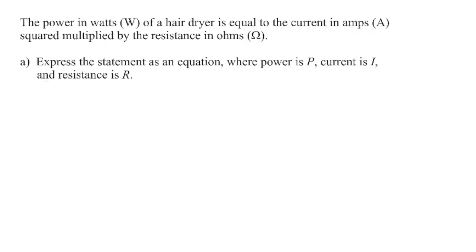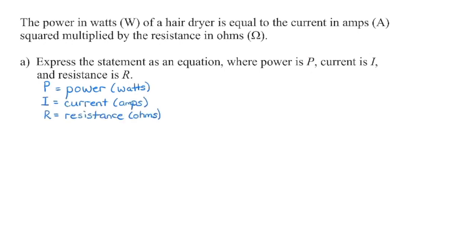100 yards. In our next question, we're told that the power, measured in watts, of a hairdryer is equal to the current in amps squared multiplied by the resistance in ohms. We need to express that statement as an equation, and it gives us each of those variables that we're going to use. So the first thing that you may want to do is even just make a list. It will help when it comes to actually solving this equation. So we know that power is capital P, and that's measured in watts. Current is capital I, measured in amps, and resistance is capital R, measured in ohms.